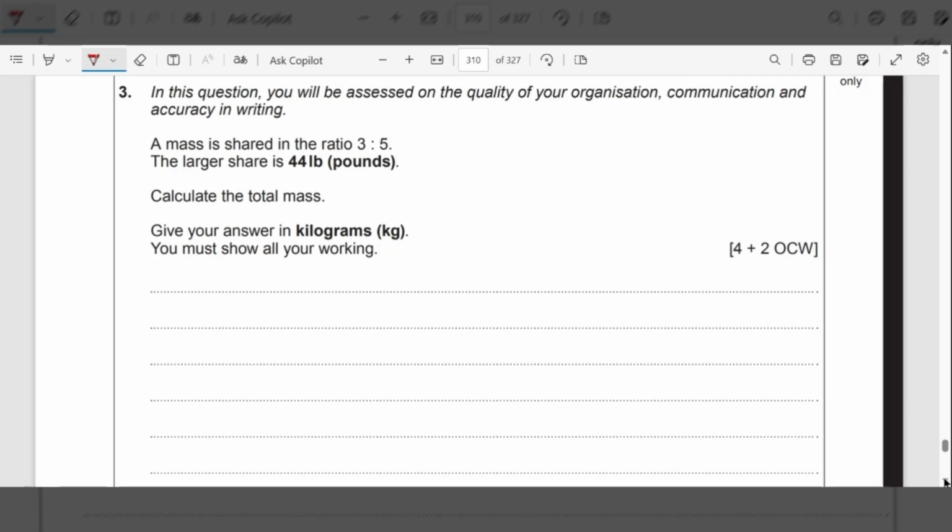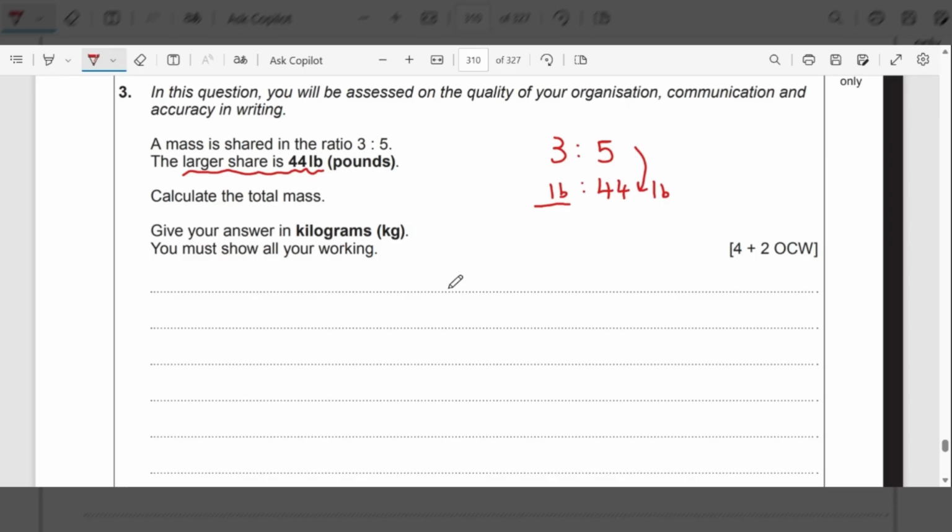Okay, what I want to mention here, little things again, is you know how to share in a ratio. But in this case, we're told the larger share is, so 3 to 5, but the larger share is £44. So this is not add, divide, and multiply. You are given one of the answers, so we need to work out the other answer. However, what some people did is realize, hang on a minute, these are in pounds at the moment, but the answer needs to be in kilograms.